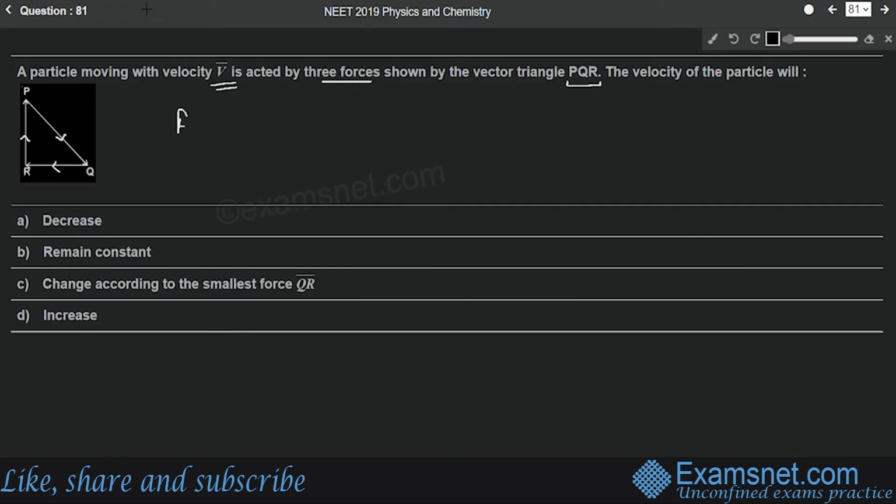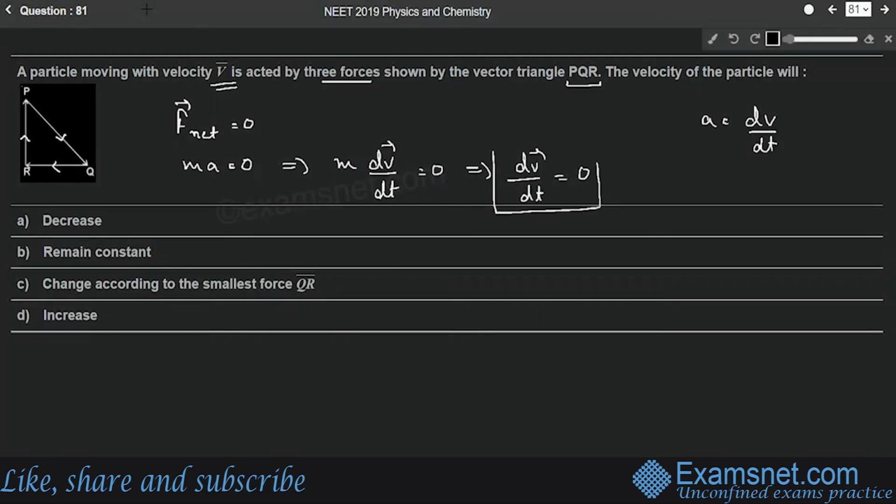That means that the net force will be 0, so F net will be 0. That means mass into acceleration will be 0. And what is acceleration? It is the rate of change of velocity, that means dv by dt, right? So mass times dv by dt is equal to 0. So what is dv by dt? dv by dt is also 0. So the rate of change of velocity is 0. That means there is no change in velocity. That means velocity remains constant.